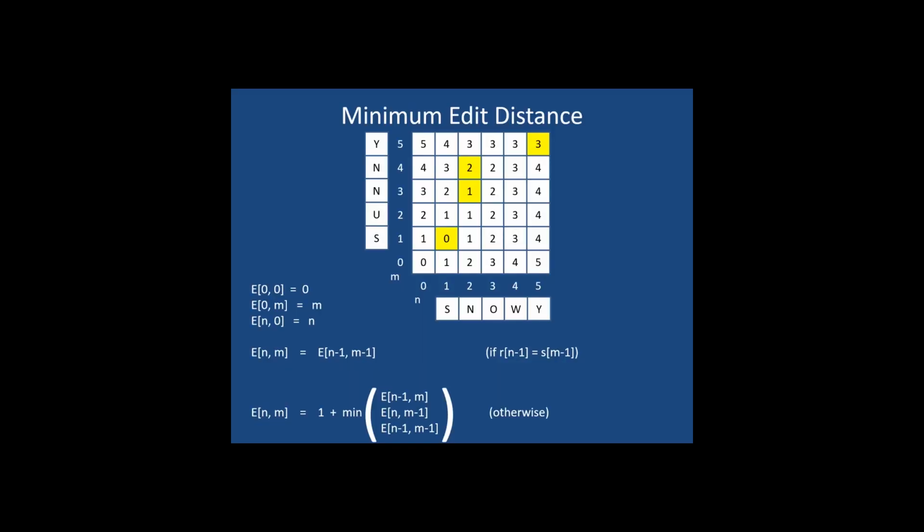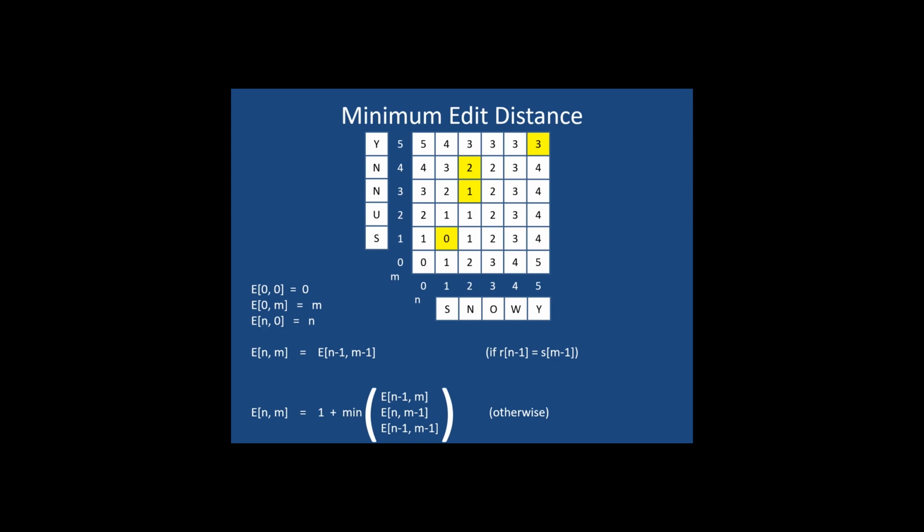After I ended class last time, at least 2 people came up and asked me, well, what's the answer? Where do you find the answer to the overall problem of turning snowy into sunny? So where is the answer? How do you extract the answer to the original problem from this? Yeah? It's the number in the top right column. Right, it's the number in the top right column. That number tells us the minimum number of edits it takes to turn the first 5 letters of snowy into the first 5 letters of sunny, which is to say all of both strings.